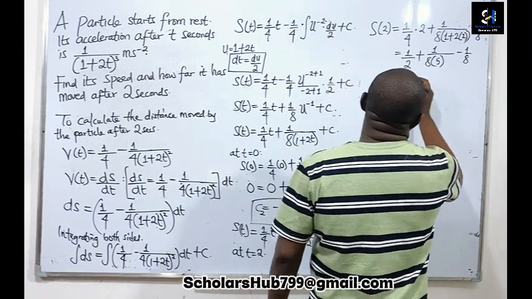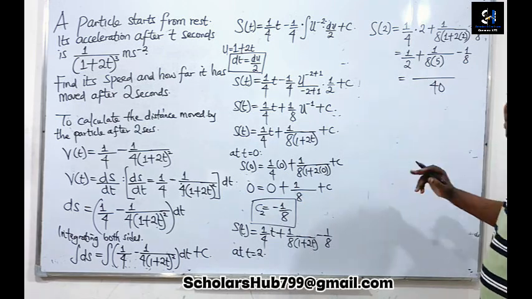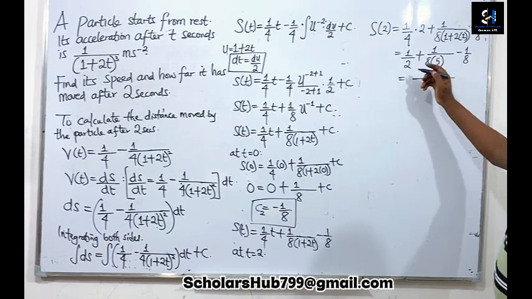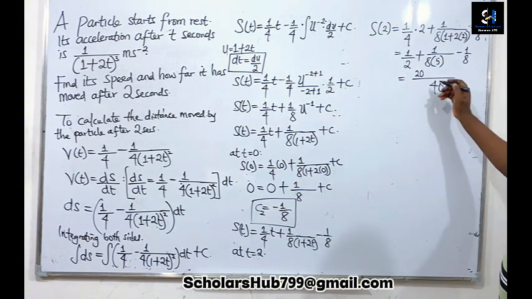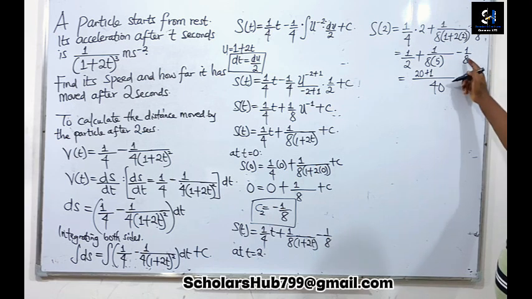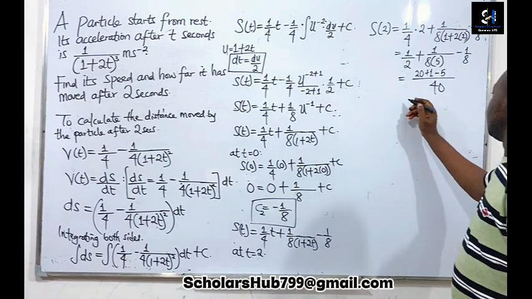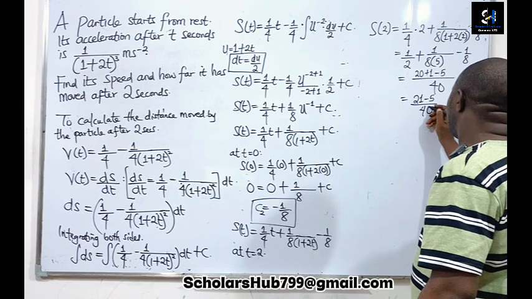Now the LCM of these will be 40, because 8 times 5 is 40. So 40 divided by 2 is 20, 20 times 1 is 20. 40 divided by 40 is 1. Then 40 divided by 8 is 5, 5 multiplied by negative 1 is minus 5. So this should be 21 minus 5 over 40.